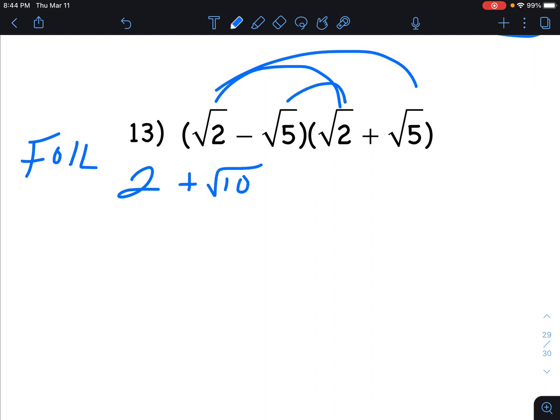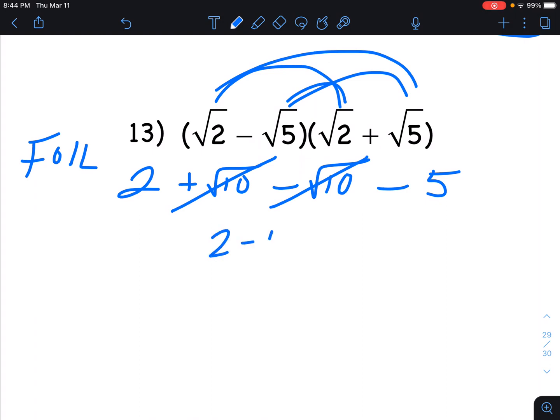The inside will be minus, because a negative times a positive. Root 5 times root 2 is root 10. And then the last, a negative times a positive, and square root of 5 times the square root of 5 is the square root of 25, which is 5. So after that, you will notice that these guys cancel each other out. Plus square root of 10 minus square root of 10 is 0 root 10, so get rid of them. 0 times square root of 10 is 0. And then we're left with 2 minus 5, which is negative 3.